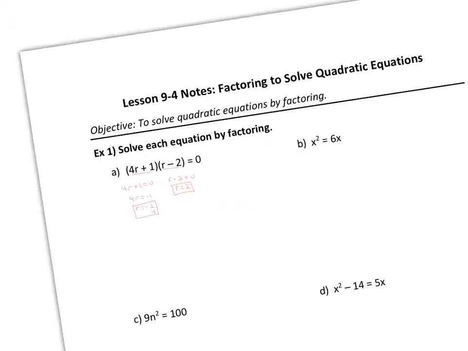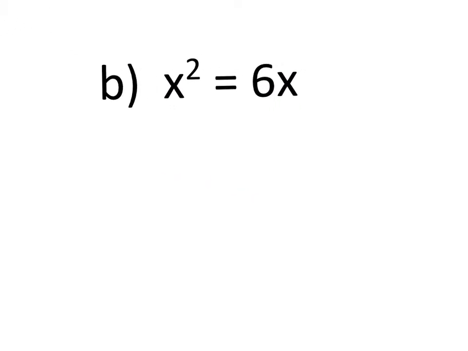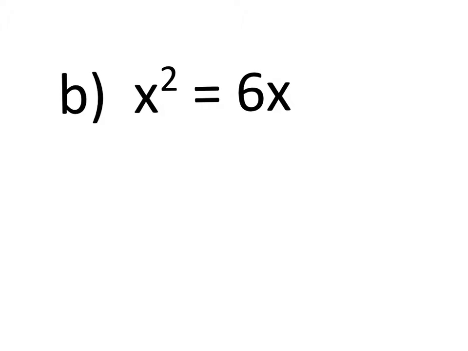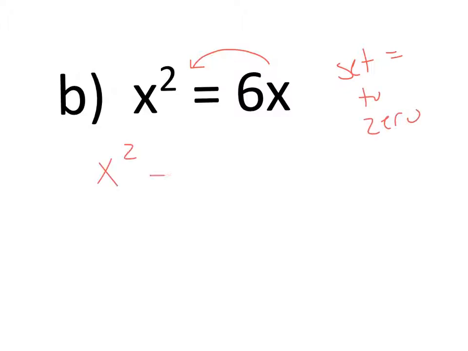All right, let's go to the next one. Something else that's really important is we must have it set equal to 0. So what we're going to do is move this 6x over and get it set equal to 0. So I'm going to have x squared minus 6x equals 0. Remember, we're going to subtract the 6x over to the other side, so that cancels, and when that cancels over here, we have nothing left, so we have a 0.